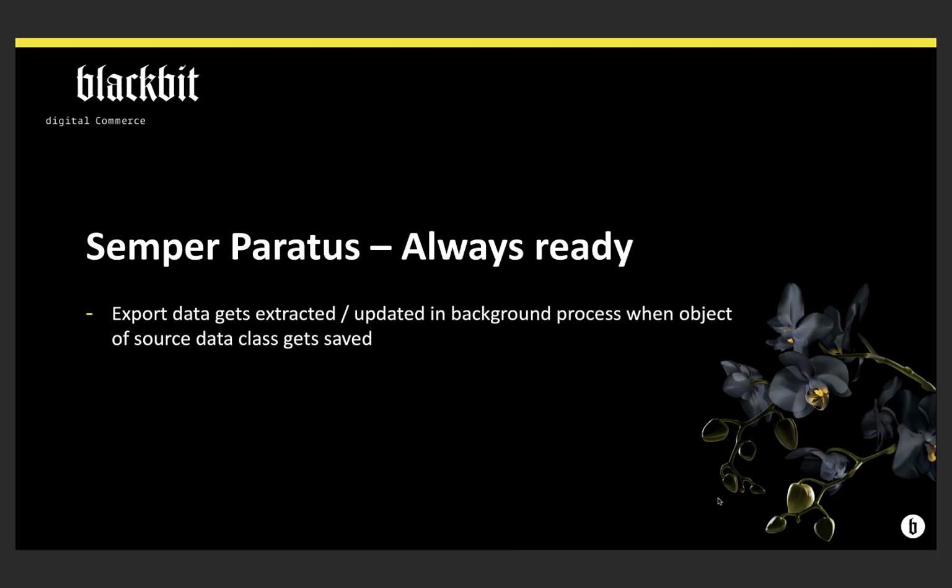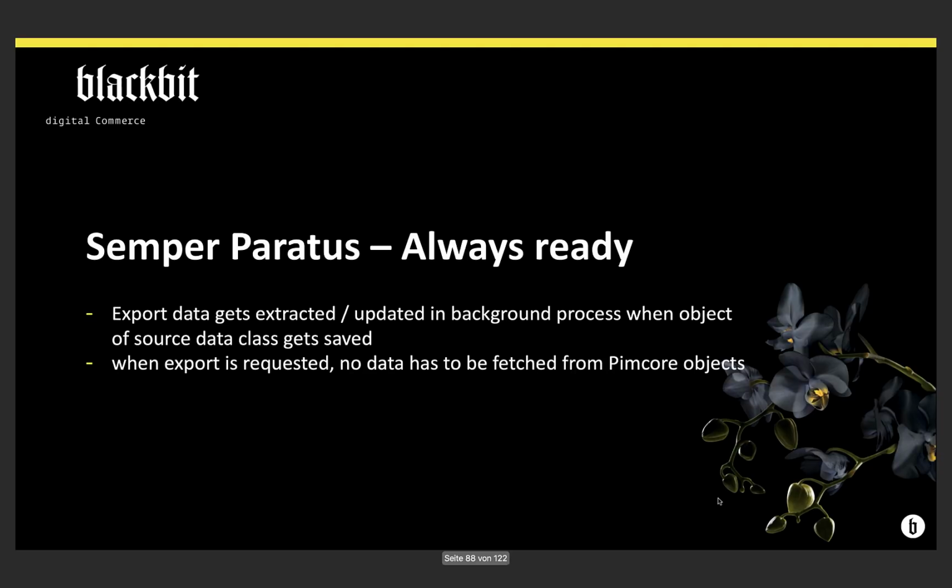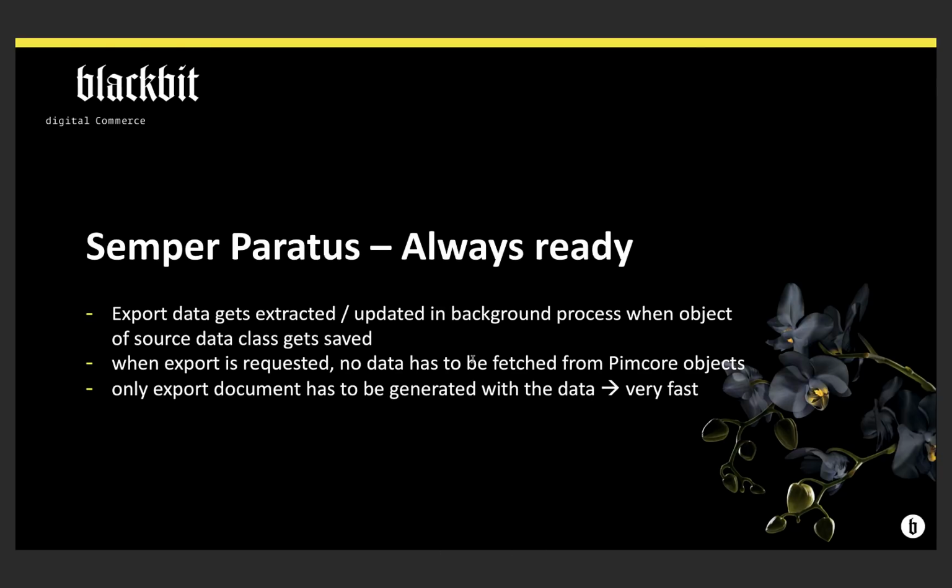For exports, there is the option to extract the data in the background as soon as an object of the configured source data class for the export dataport gets saved. This means that in the moment where the export is requested, no data has to be fetched from the Pimcore objects, but it is prepared, or it got prepared already when the object got saved. So this is much faster, of course. In the moment when the export gets requested, only the export document itself, so the JSON file or the XML file, has to be generated with the already prepared data. So this is quite fast.